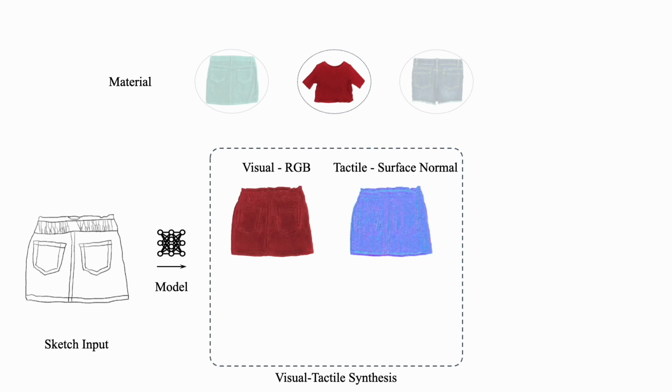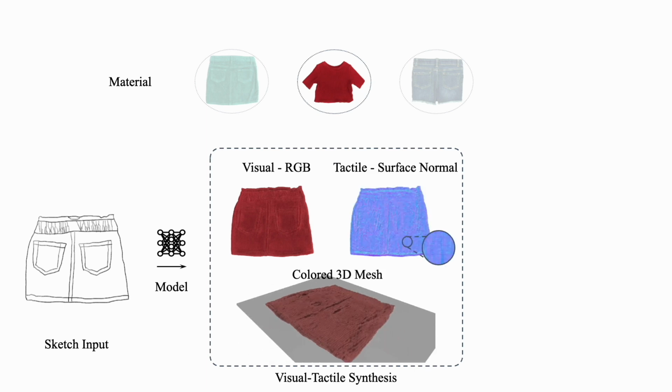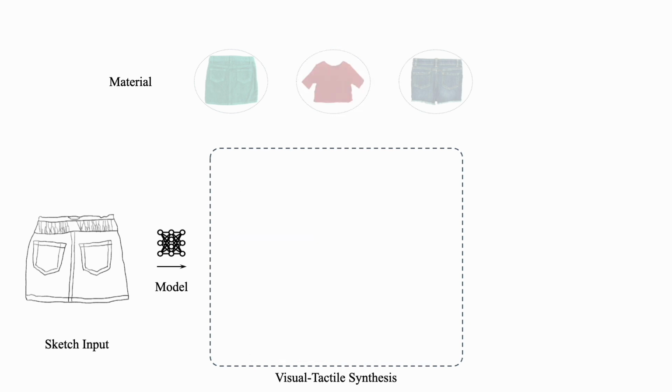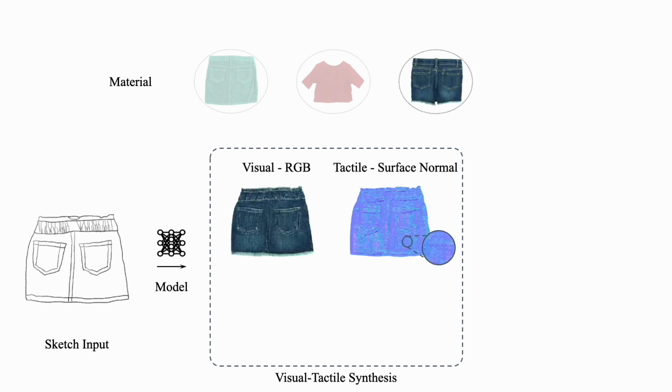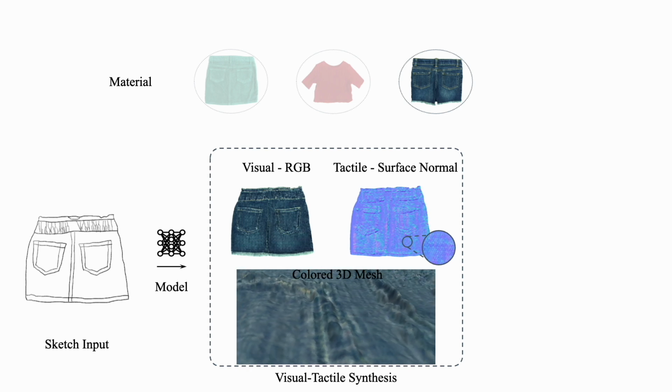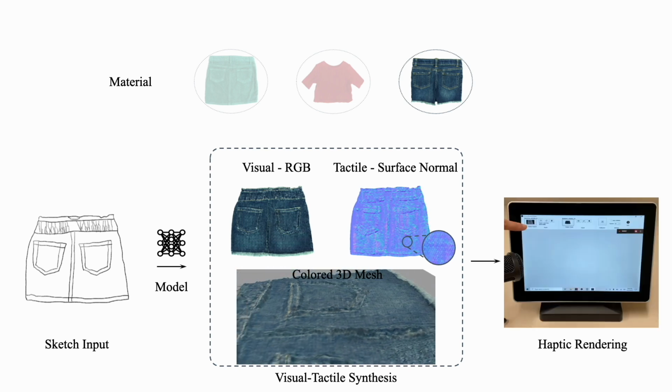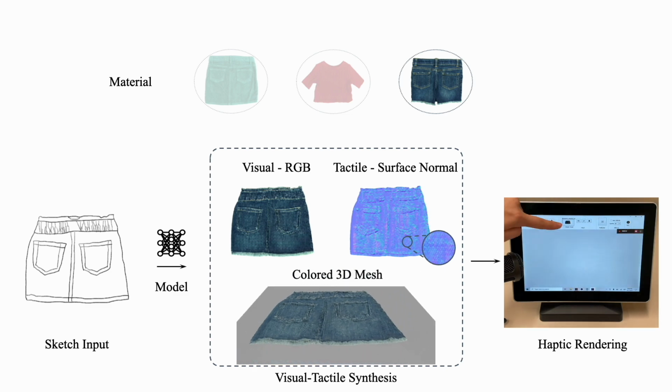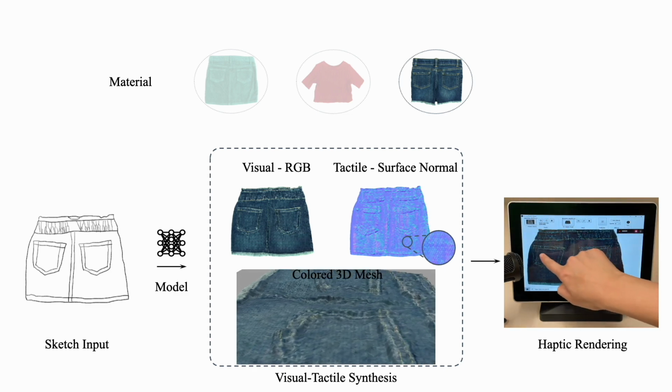The zoom-in patch of the tactile surface normal shows the significant difference between distinguished textures. Here, we zoom in on the mesh to show more detailed 3D structures. We can render the generated visual and tactile output on a surface haptic device called CanvasTouch. The sound indicates the magnitude of the friction force.